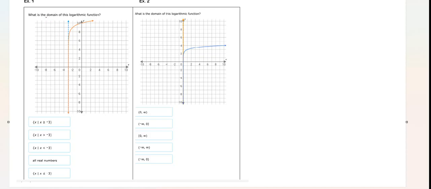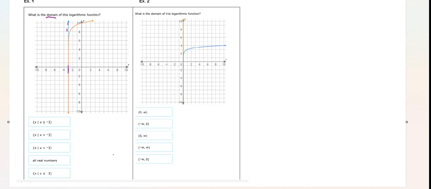If you can get it out, you can say it. Anyway, this one's asking us for the domain, and they're giving us a graph here. Looking at the graph, we can see here's an asymptote. So this graph is approaching -3, and it's never going to touch it.